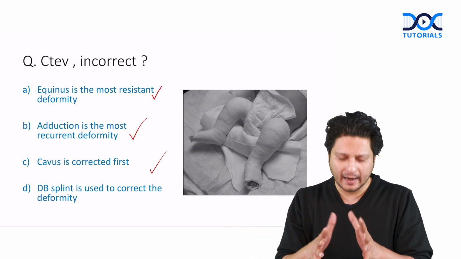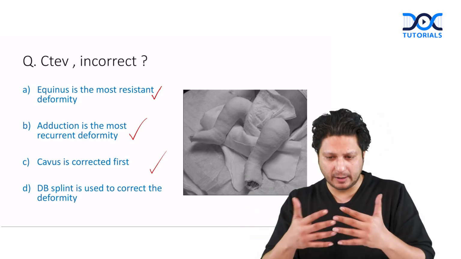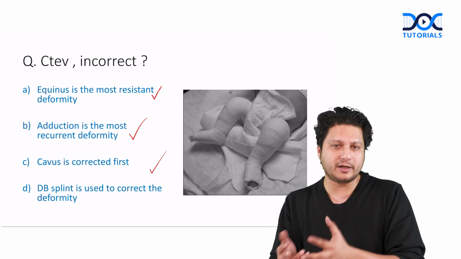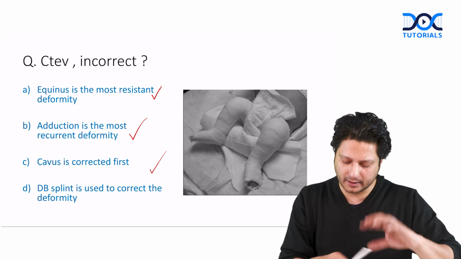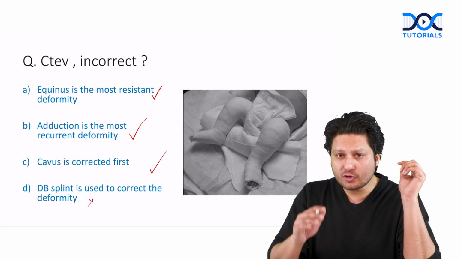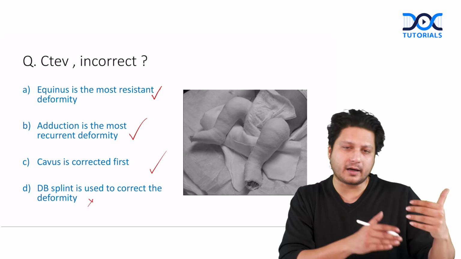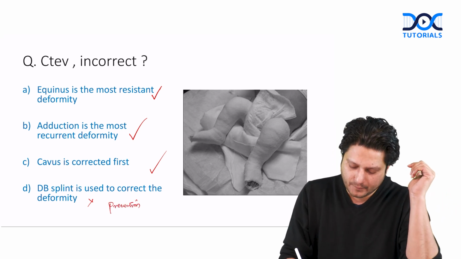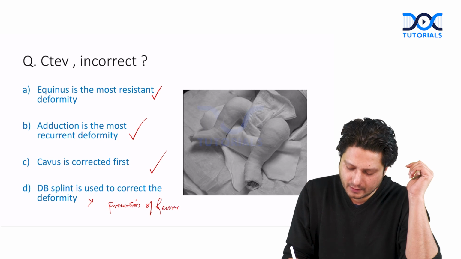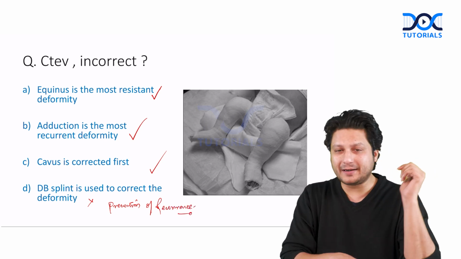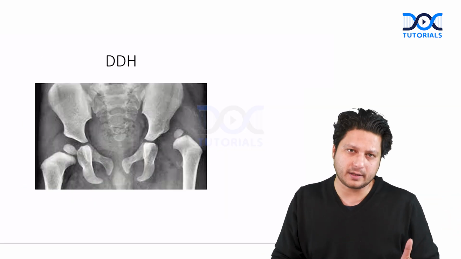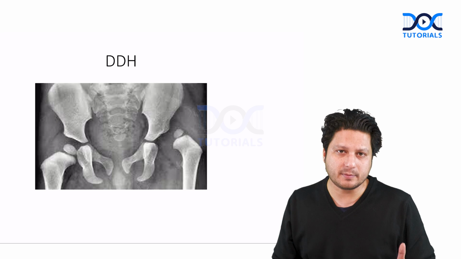Alright. And finally, DB splint, that means Denis Browne splint, is used to correct the deformity. No, it is not used to correct the deformity. Never. It is used to prevent the recurrence of the deformity. So it is used for the prevention of recurrence. This DB splint is never used to correct the deformity. It is used to prevent the recurrence of the deformity. That is the main essence of a DB splint.